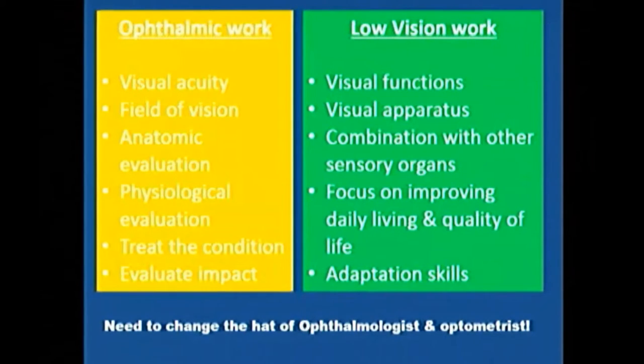Usually, we ophthalmologists and eye care providers deal with patients who come with an eye complaint, and we assess their visual function in the form of visual acuity, and in selective cases, field of vision. We evaluate anatomically the structural derangement which has taken place because of the so-called pathology, and do the physiological evaluation, treat the condition, and then finally, in the follow-up, we evaluate the impact of our services. Whereas in low vision rehabilitation work, we assess the overall visual function and visual apparatus. We also combine this information with other sensory information like hearing and IQ, and then focus on identifying the strengths and weaknesses of the visual apparatus, and based on that, try to improve the daily living of the person by giving them some adaptation skills.